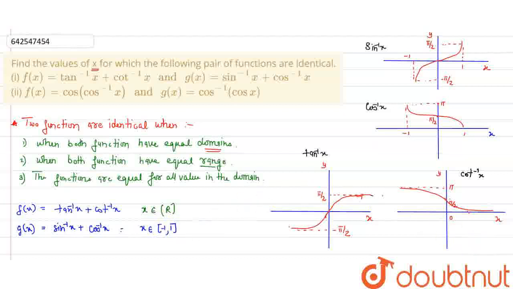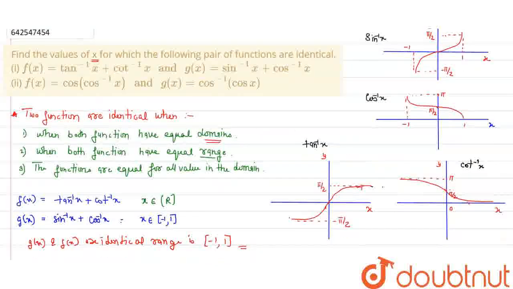Now if I want to find where the functions g(x) and f(x) are identical, they are identical when the domain is common, right? The common domain between R and -1 to 1 is -1 to 1. So this is the common range where both functions are identical, right?